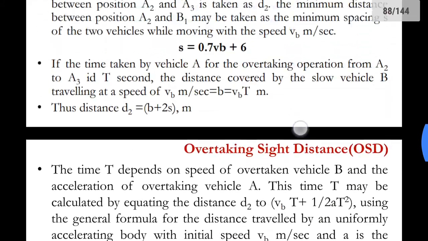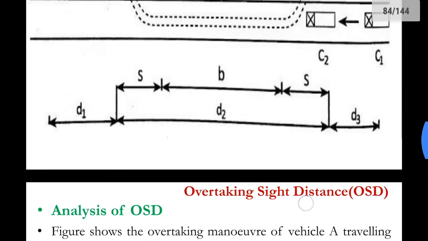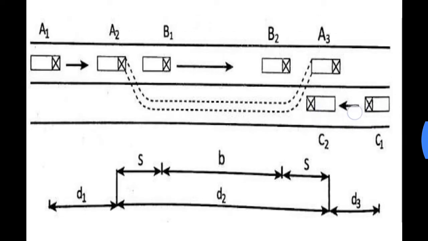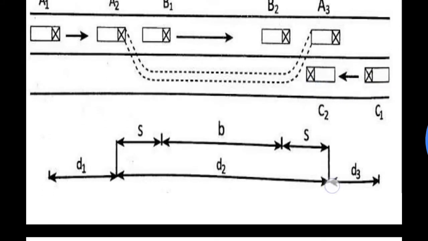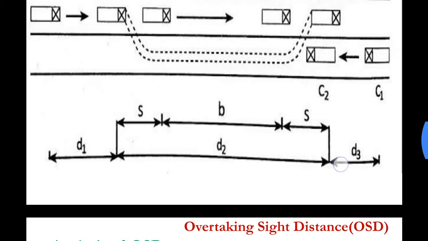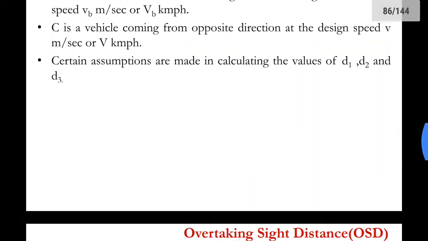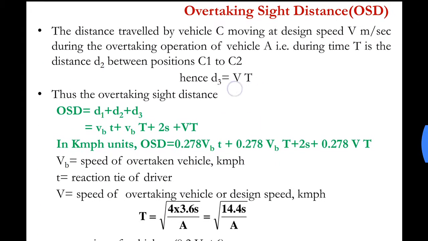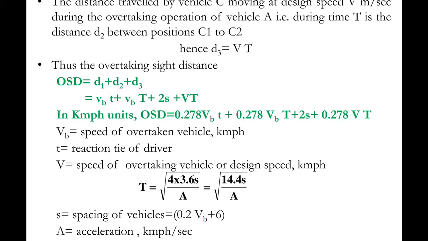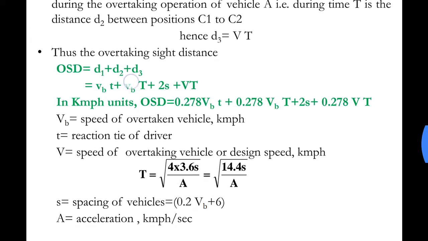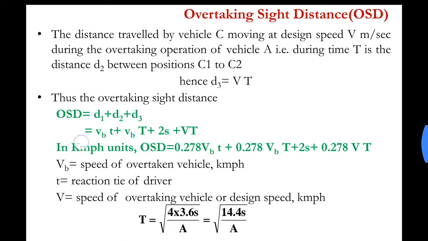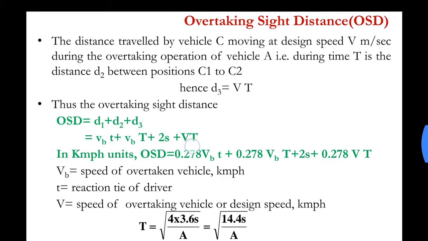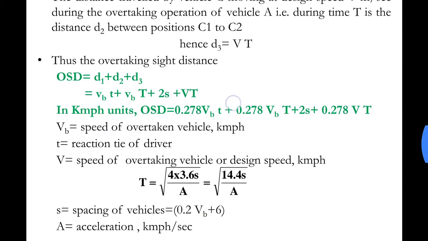The vehicle C is moving at a speed V for a time capital T. So this distance could be given as distance equal to velocity into time, so d3 equals V into T. Now the total overtaking sight distance is OSD equal to d1 plus d2 plus d3, that is Vb t plus Vb into capital T plus 2s plus capital V capital T.